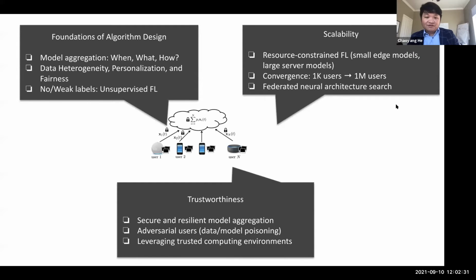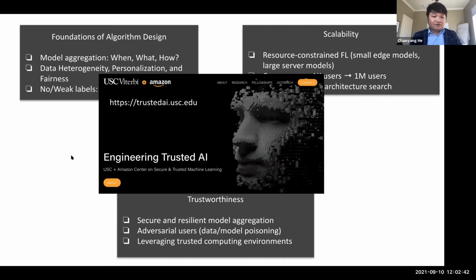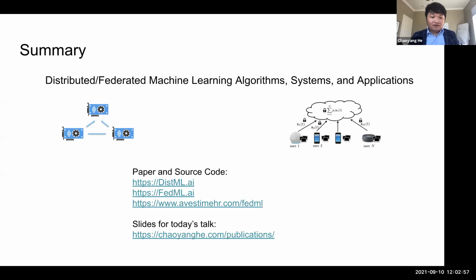Finally, I want to summarize three lines of research. Hopefully you can try them by using our PipeTransformer or FedML. Our professor also built a trustworthy AI center, as you already know, at USC. Currently most of the research is about distributed and federated learning to support so many applications. Here's the summary, and you can find the paper and source code of this talk in these three links. The slides of today's talk are also totally open source.